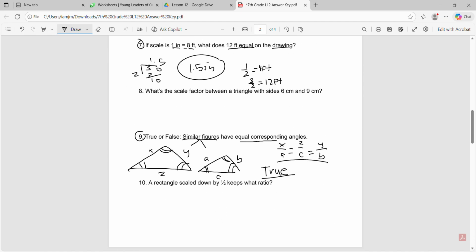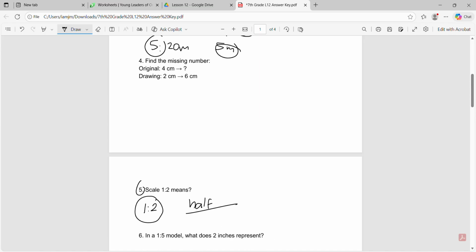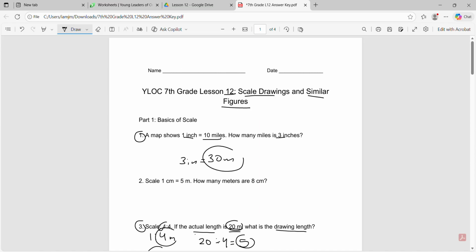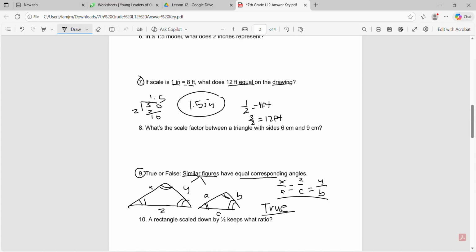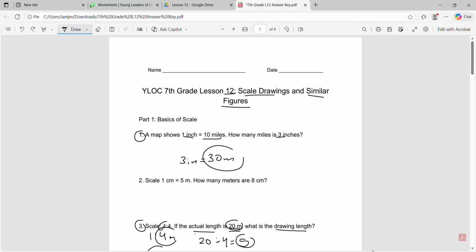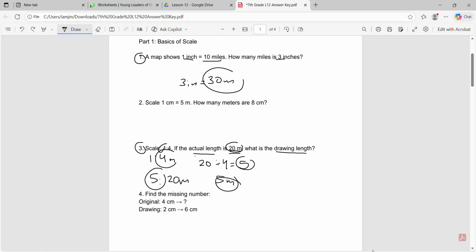So this was it for today. Today we got deeper into scales, and we also introduced similar figures, to show proportions. I greatly recommend practicing a lot and going through these questions to make sure you can understand it.